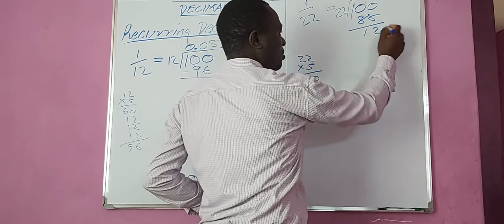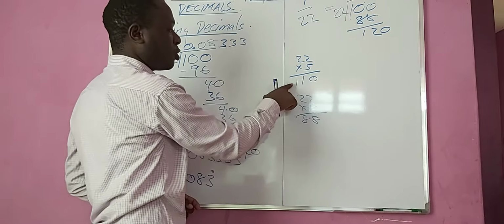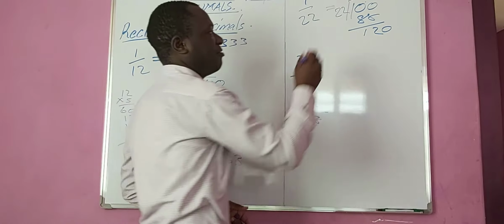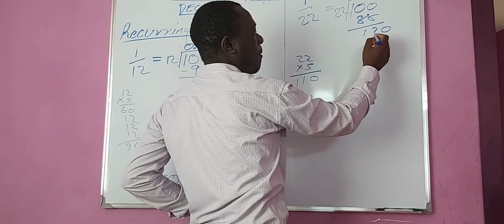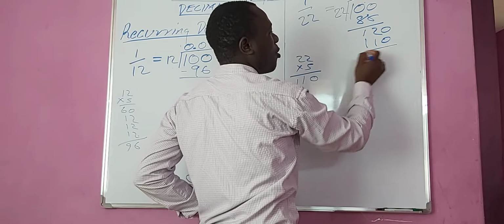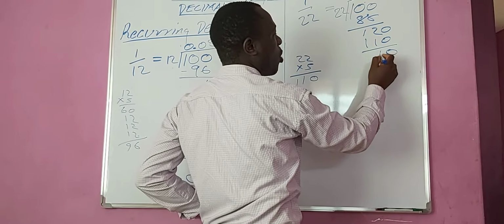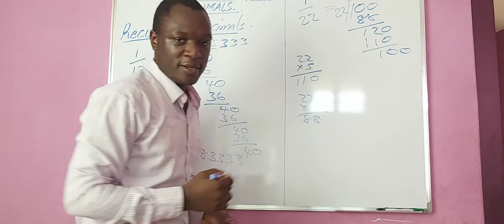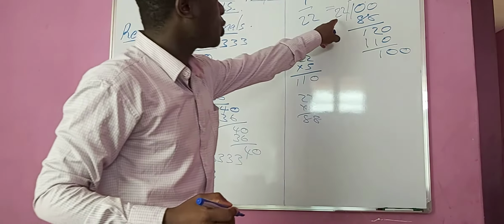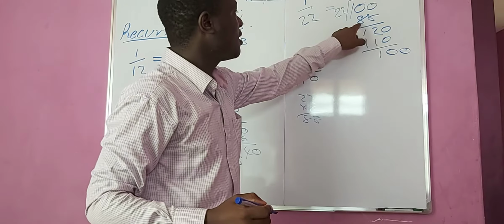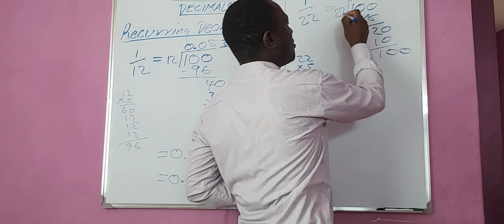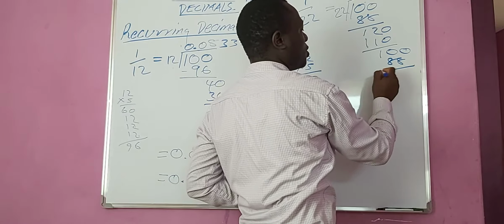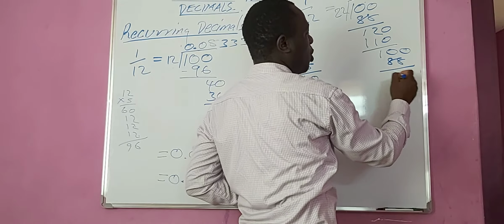Add 0. Now we go to the 5, it is 110. So we go for 5. Put 5 there. 5 times 22 is 110. When you subtract, you have 0. We add 0, becomes 10. 10 divided by 22, we have seen it here, it is 4. So 4 times 22, that is 88. You subtract, you have 2, 1. Add 0.